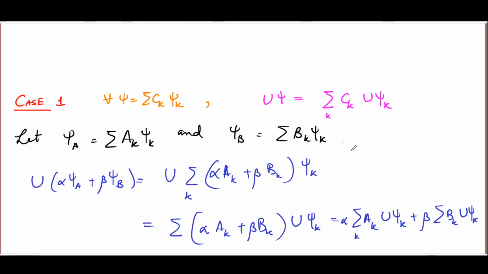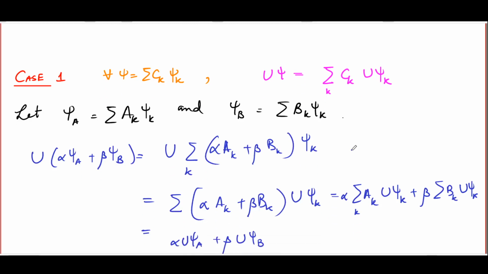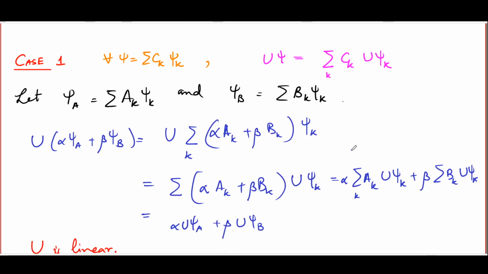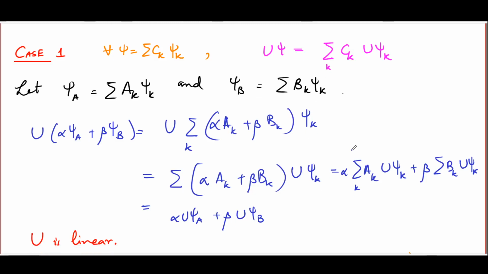So, in this case, U is acting on sigma K CK psi K, where CKs are alpha AK plus beta BK. But according to what we have just proven, the CKs just come out and U gets to act on psi K in the sum, and that's the same as alpha times sum over K AK U psi K plus beta times sum over K BK U psi K, which is alpha times U psi A plus beta times U psi B. That, of course, is what we mean when we say U is a linear operator.